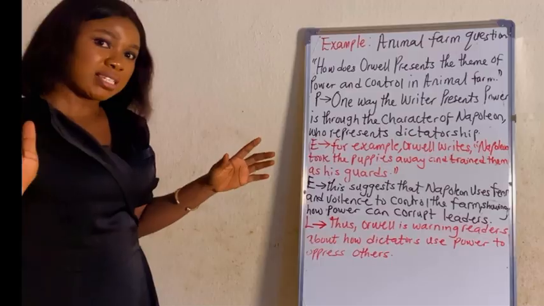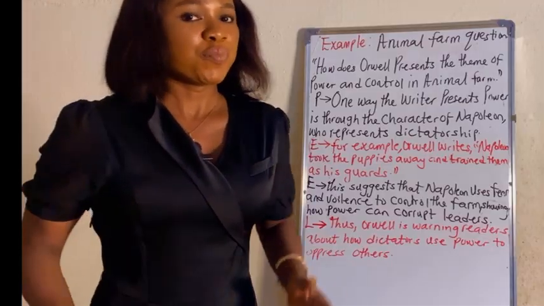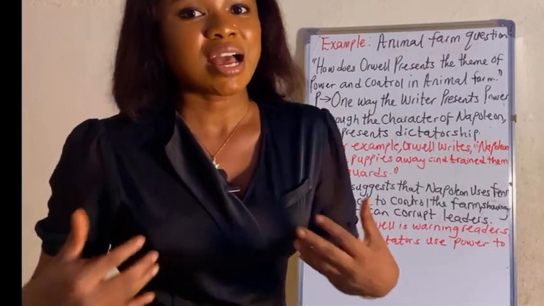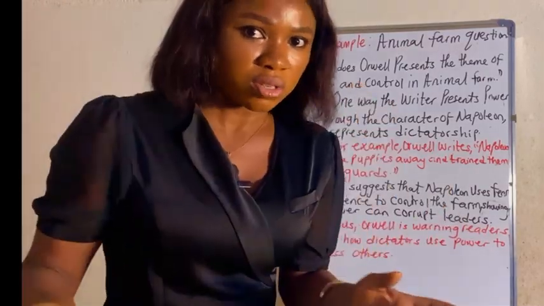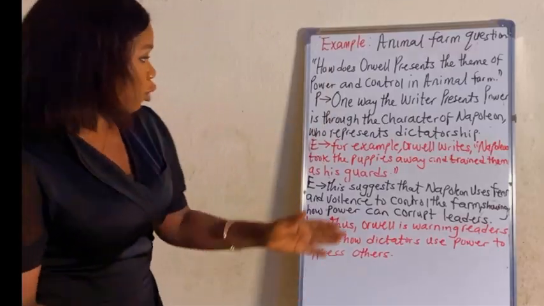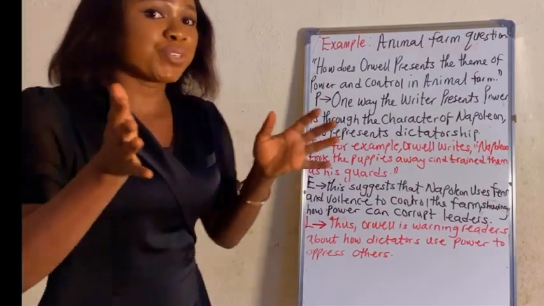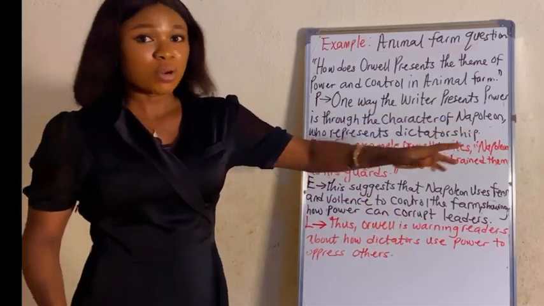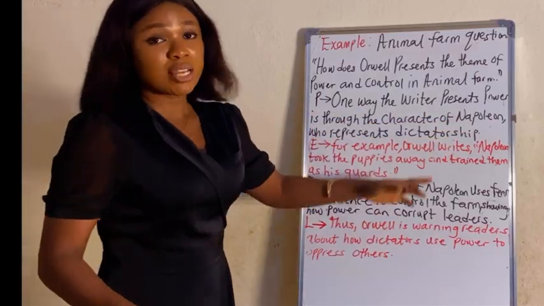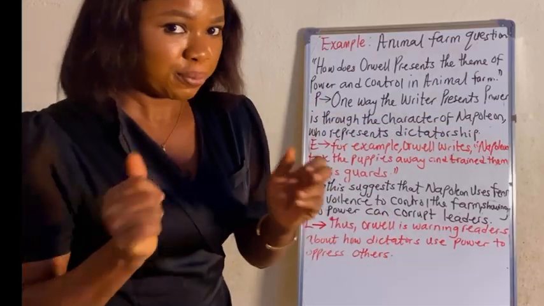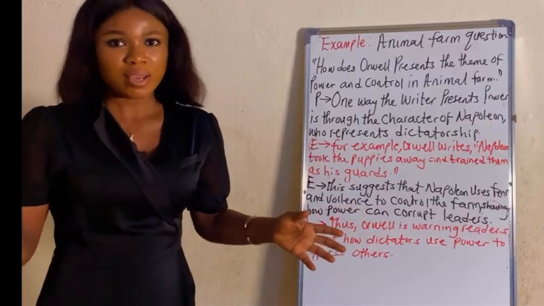Now you can see that I have given my point. From the keywords, and the evidence found in the extract or the source or the text, I have been able to portray my point here and say that the power is presented through the character of what? Napoleon, who represents what? Dictatorship. Okay, let's move to our evidence.